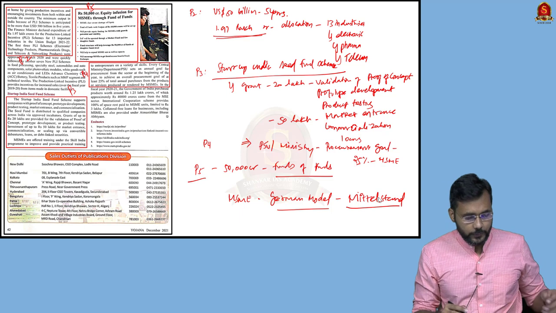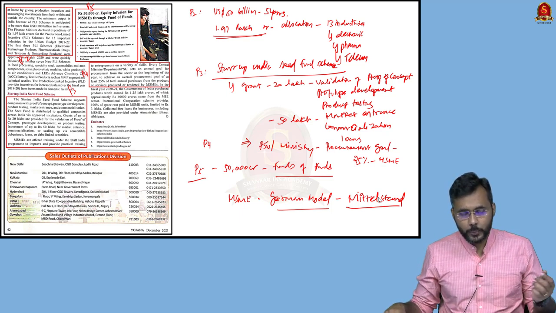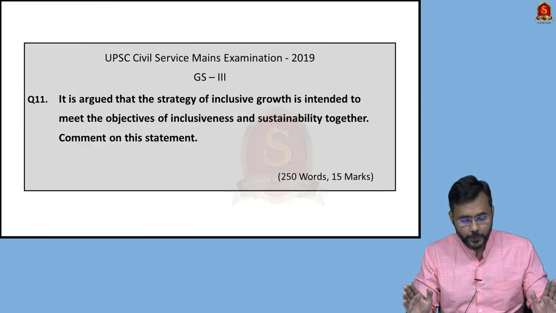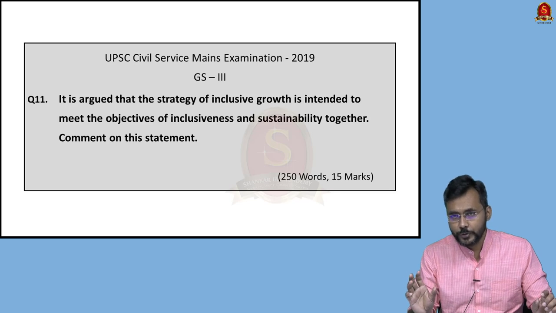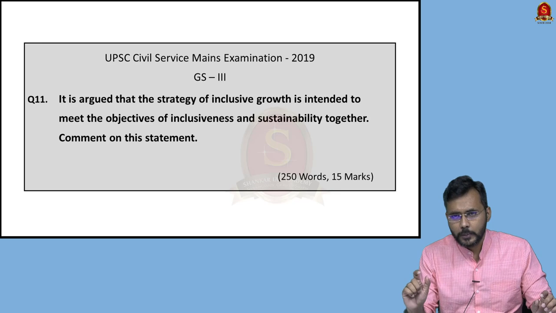Okay, we'll see a question. This is a 2019 GS Paper 3 question. I'll give the outline of the question. The question speaks about the strategy of inclusive growth, ultimately reaching the objective of inclusiveness and sustainability, and asks us to comment on this statement. When you say inclusive growth, we can categorize it into three broad areas: political, economic and social inclusiveness.